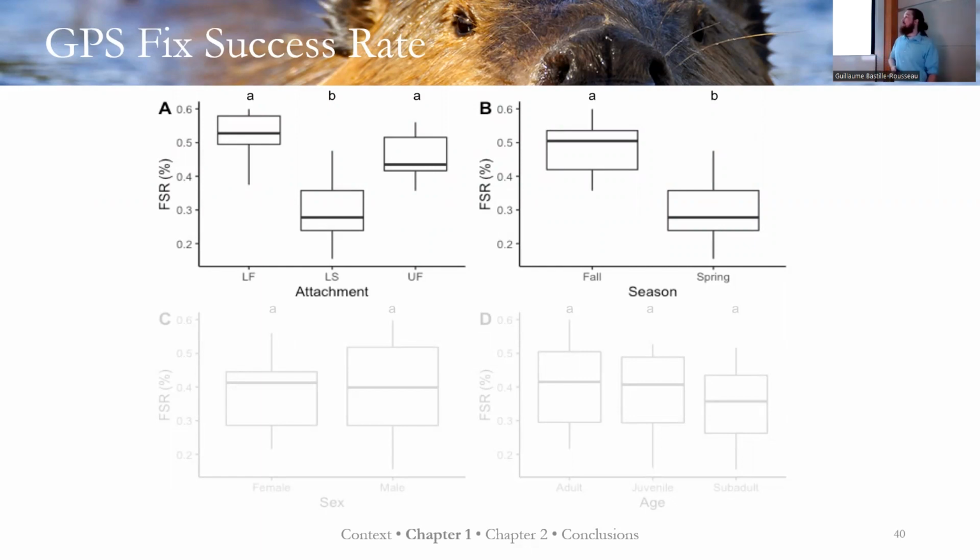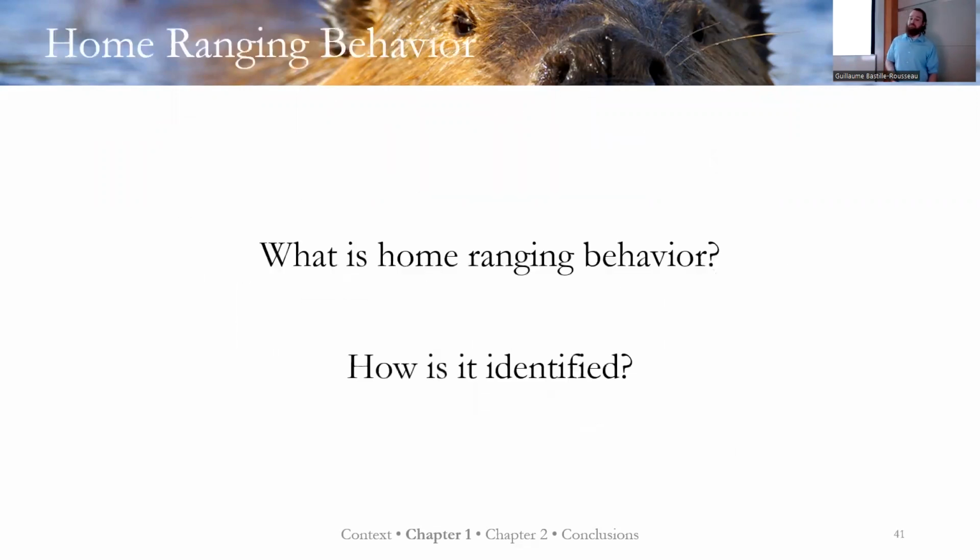Both the lower back fall and upper back fall were the top performing methods. These weren't statistically significantly different, so both did pretty well. Lower back spring, again, was bottom of the pack in terms of performance. And then for season, it follows that fall had a higher fix success rate when compared to spring.